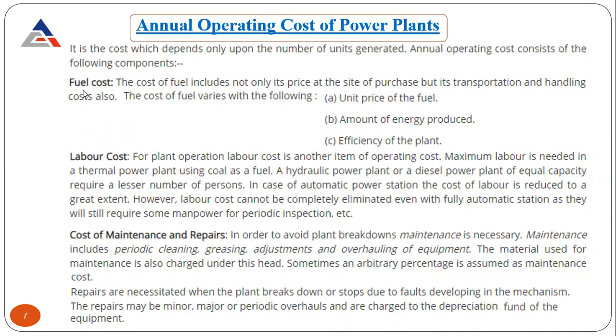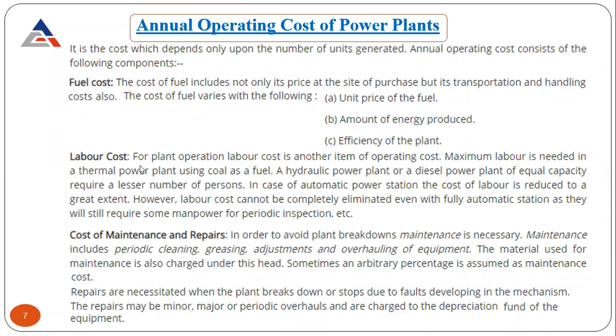The first one is the fuel cost, the main operating component. The cost of the fuel includes not only its price at the site of purchase, but its transportation and handling cost also. The cost of the fuel varies with the unit price of the fuel, that is, what is the cost of the fuel at its site location from where it is delivered. And next, the amount of energy produced. Next is the efficiency of the plant. It depends upon these factors. If your plant is highly efficient, then there is less consumption of fuel. So the fuel cost indirectly depends upon the amount of energy produced and also on the efficiency of the plant.